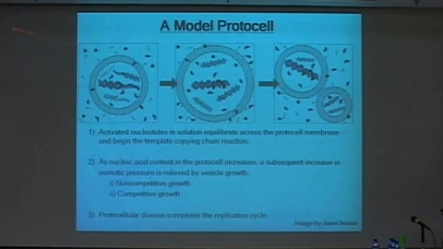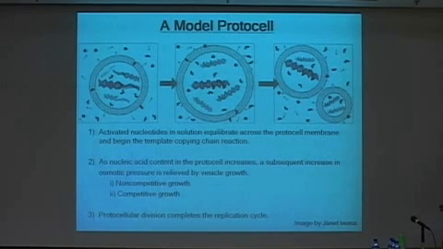In the external environment, we have activated monomers. These are equilibrating across the vesicle membrane. Once they are inside of the vesicle, they're participating in the template copying reaction, which is shown in red, as the single-stranded portion of our template is copied.